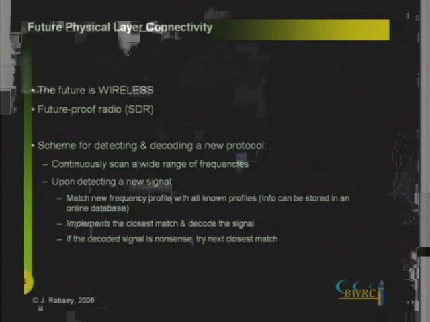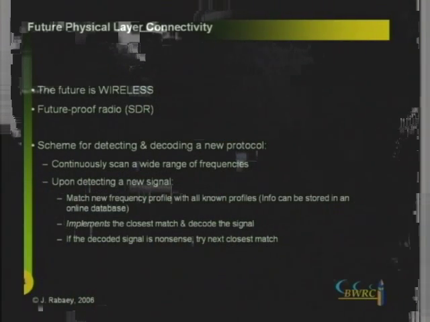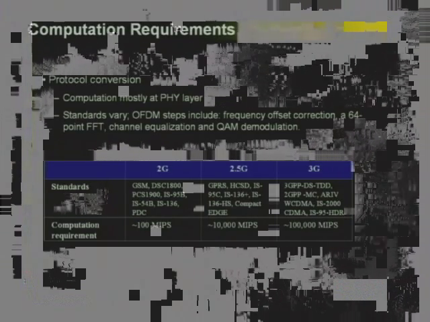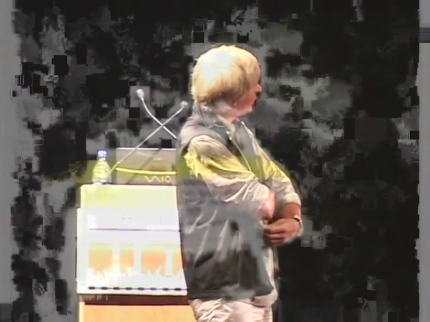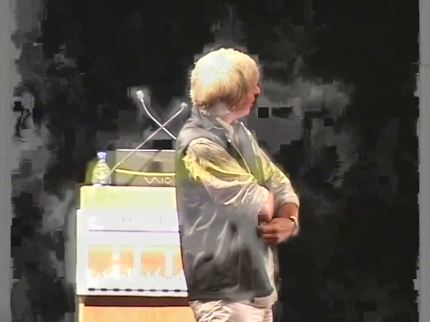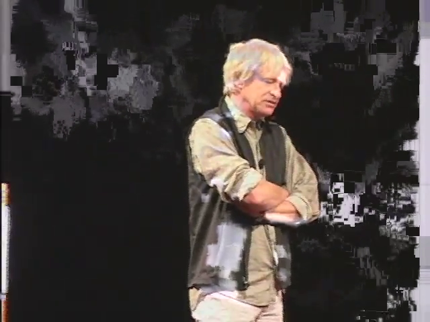So this is a continuation of what I said. Combining cognitive with this universal radio makes perfect sense. It's not cheap, and I just want to show you that it's not cheap. For instance, a 3G generation radio needs about 100,000 MIPS of computation. If you think about some of those OFDM 802.11n type things, we're talking easily about things that are approaching a teraops.